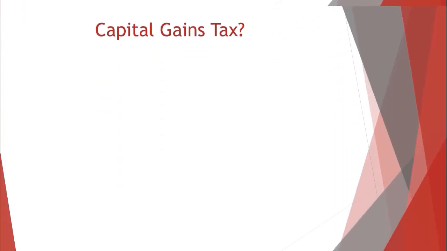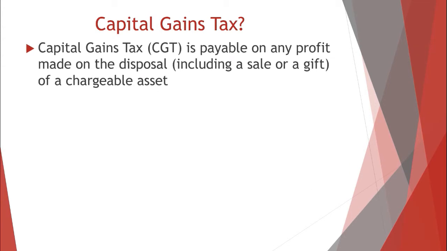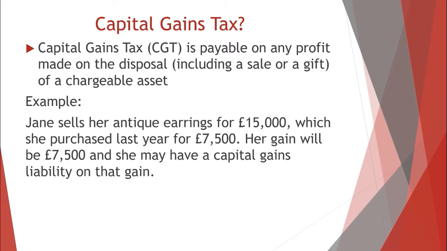General principles. Capital gains tax, CGT, is payable on any profit made on the disposal, including a sale or a gift, of a chargeable asset. For example, Jane sells her antique earrings for £15,000, which she purchased last year for £7,500. Her gain will be £7,500, and she may have a capital gains liability on that gain.